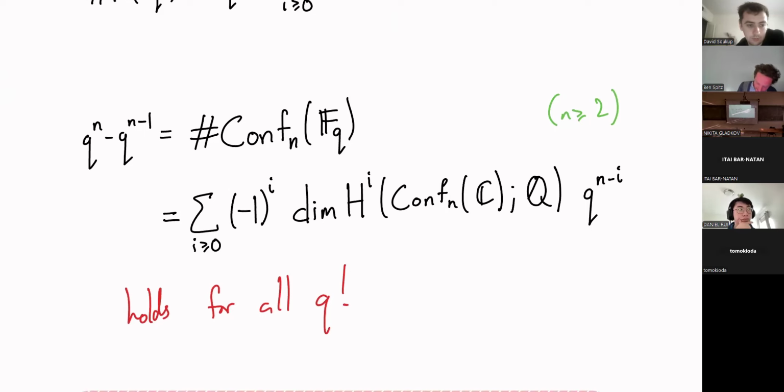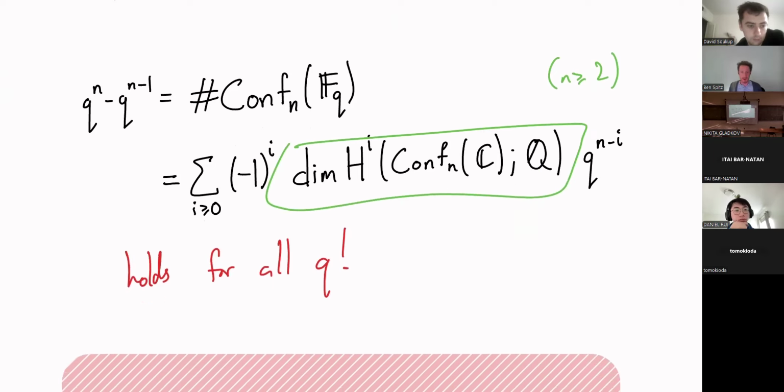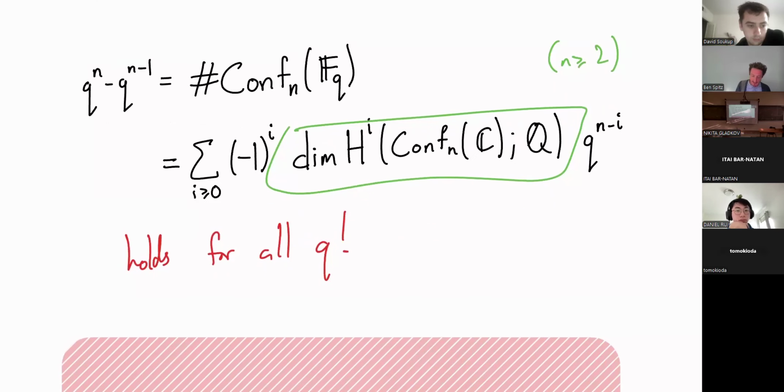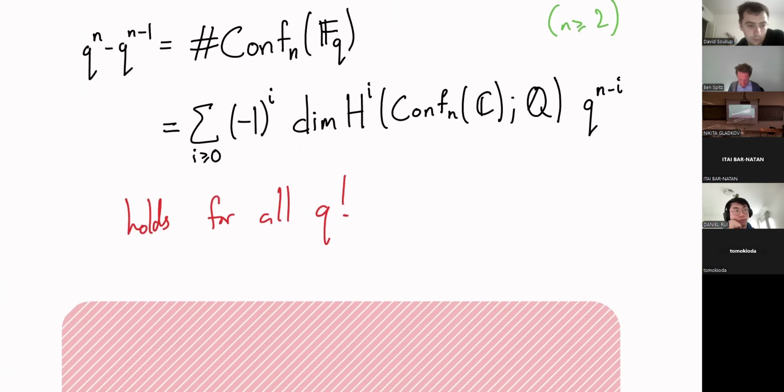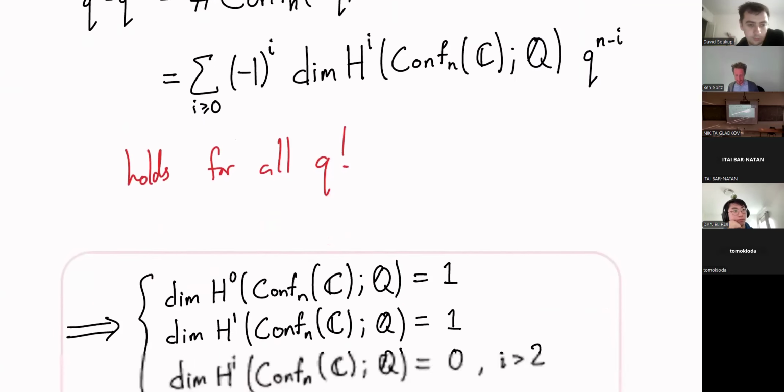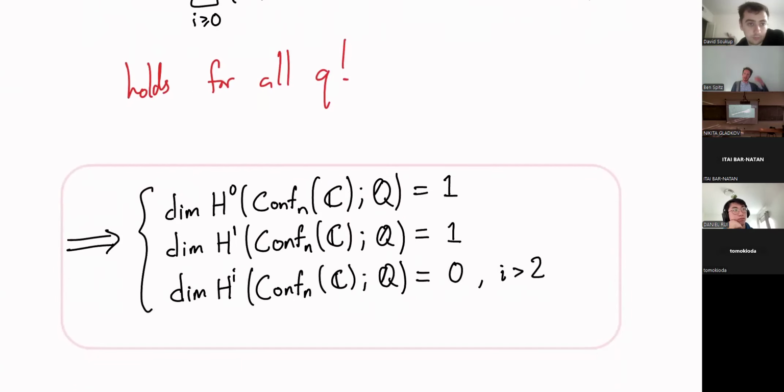And so we immediately deduce the dimensions of these cohomology groups. We know them all. Most of them are 0. The coefficient in front of q to the n is 1, and the coefficient in front of q to the n minus 1 is also 1, and the rest are 0. And so that's the dimensions of H0 and H1. Compare. So we conclude for free the structure of the cohomology of these configuration spaces with rational coefficients.